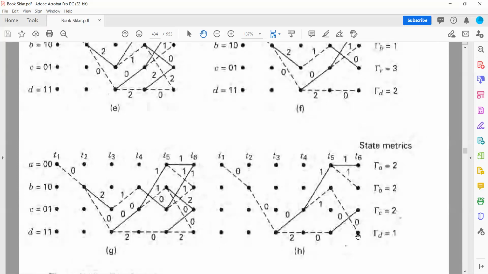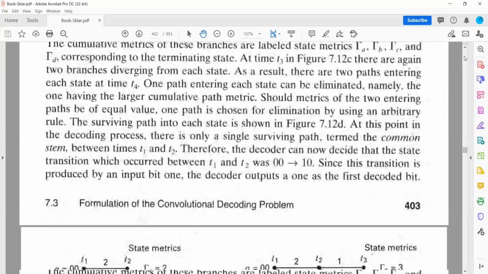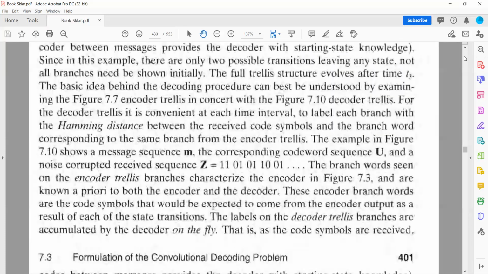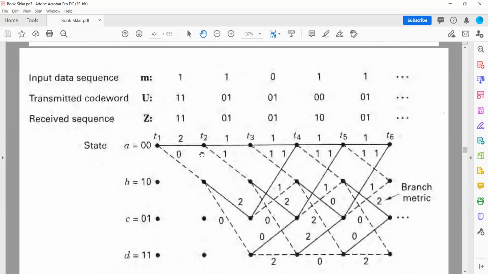Start tracing back. You go from this node to this node. Since it is connected with a dotted line, that means it is 1. Again, this is connected with a dotted line, it is 1. Again, it is connected with a bold line, so this is 0. Dotted line and dotted line. So this is 1, 1, 0, 1, 1. That's the decoded message from the decoder, and that's what was actually transmitted, 11011.